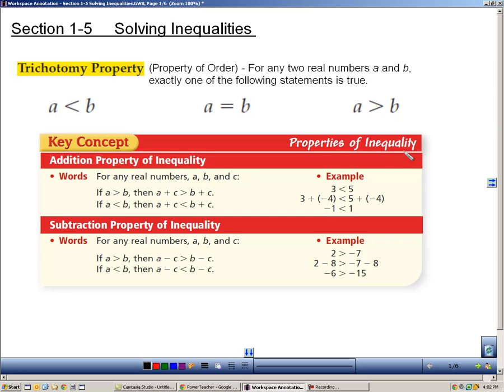Then we have the properties of inequalities, which we use all the time, that simply say that you can add the same number to both sides and the equation can be balanced, or in this case the inequality can be balanced, and it works the same for subtraction. It just allows us to add and subtract things from both sides and keep the inequalities balanced.